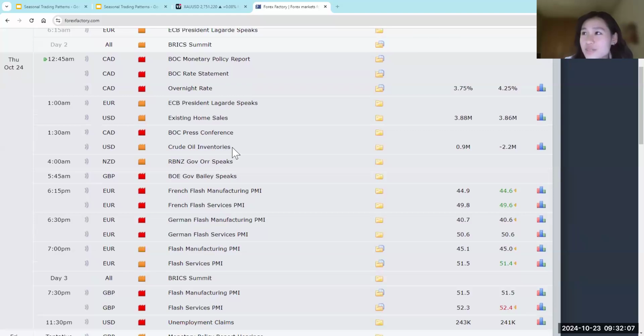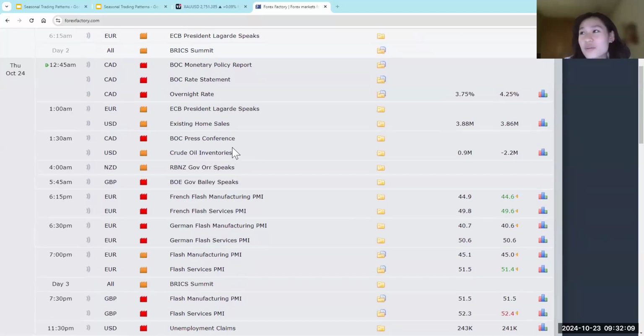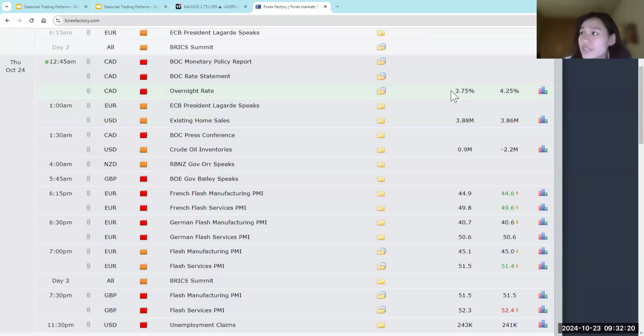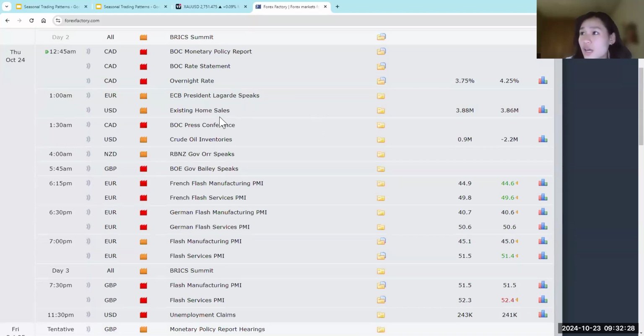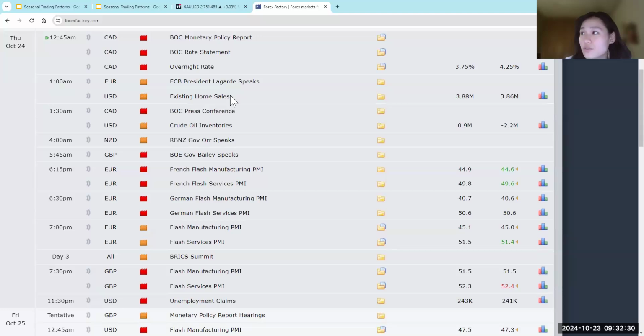So for tomorrow, Thursday, we have the Bank of Canada monetary policy report and rate statement. You can see these are very high impact events as well. The overnight rate is expected to drop to 3.75, down from 4.25. Euro, ECB President Lagarde will be speaking, and US existing home sales data will be released.